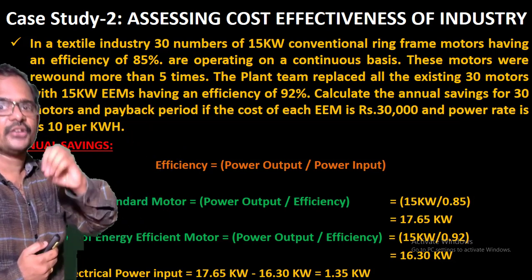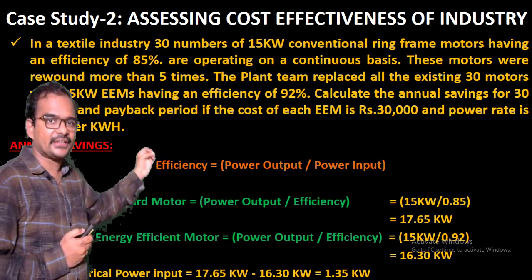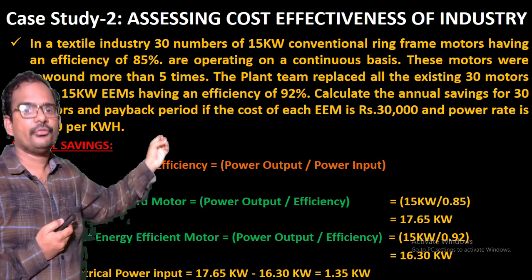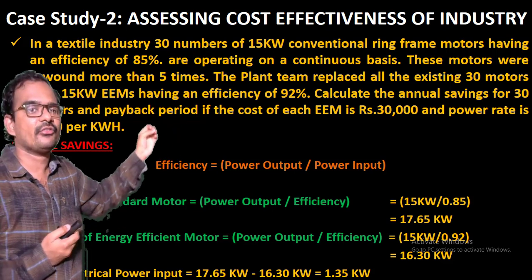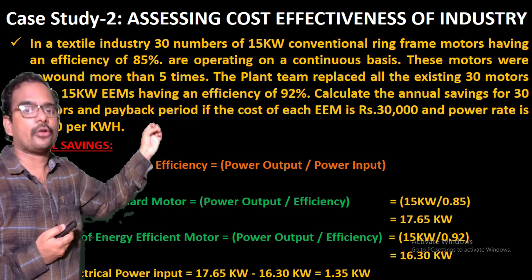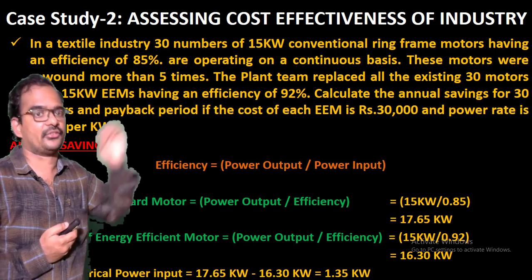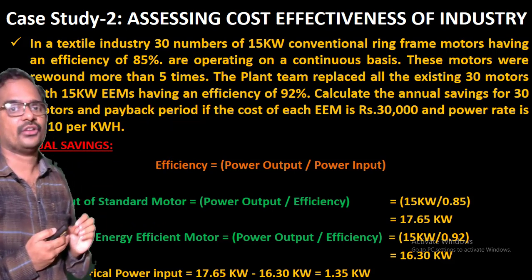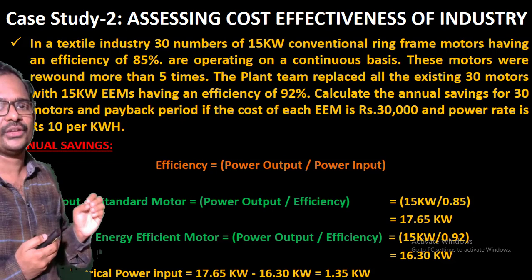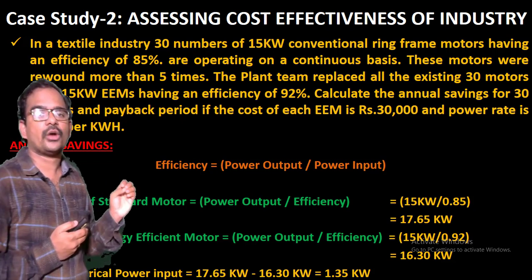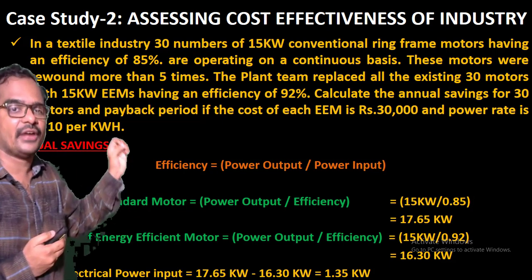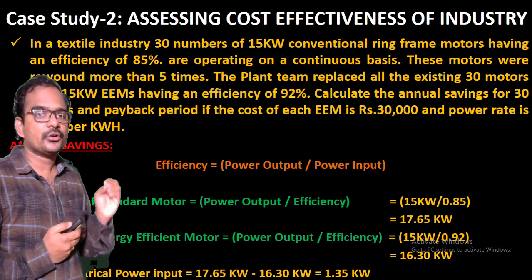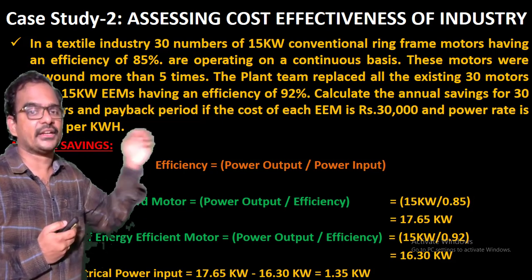Now we'll talk in terms of an industry. In a textile industry, 30 numbers of 15 kilowatt conventional ring frame motors having an efficiency of 85% are operated on a continuous basis. There is a textile industry, and in that textile industry they are using 15 kilowatt standard motors which have an efficiency of 85%, continuous, and these motors were rewound more than 5 times.